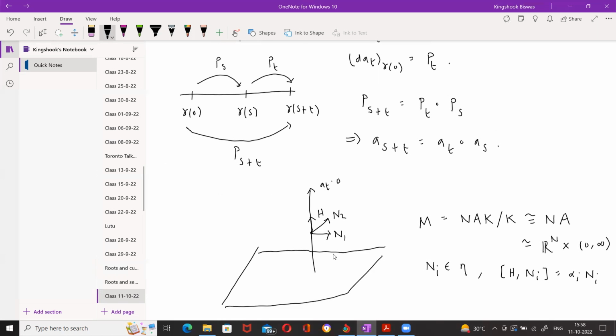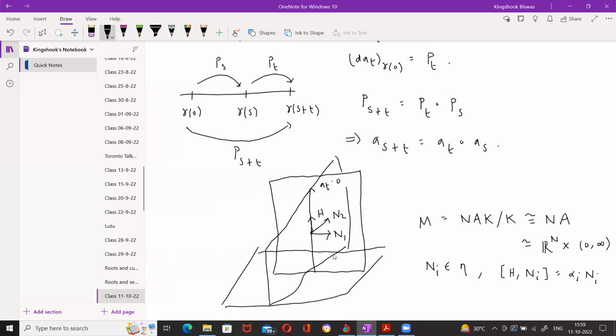Yes. And each of these will give me basically a two-plane. So this H and this N1, that will give me a two-plane. And it turns out if I take the exponential of that, that will be what's called a totally geodesic submanifold. So it'll look like this. Okay. And then if I take the exponential of these N2 and H, that will give me something looking like this. Okay.